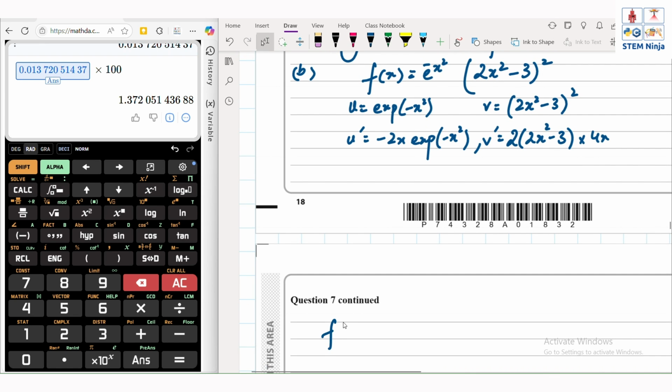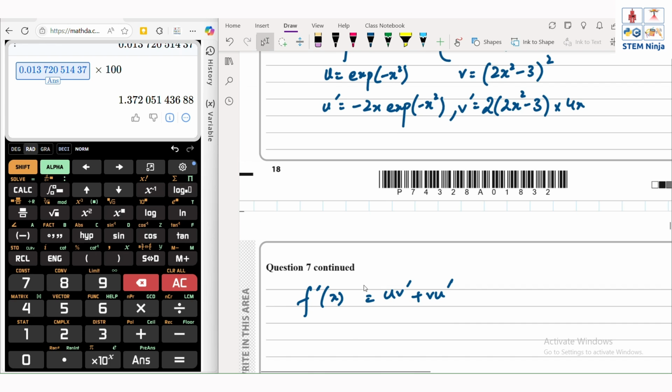So f prime of x is u v prime plus v u prime. So we have 8x (2x squared minus 3) e raised to power minus x squared plus, minus actually, (2x squared minus 3) whole squared, 2x e raised to power minus x squared.